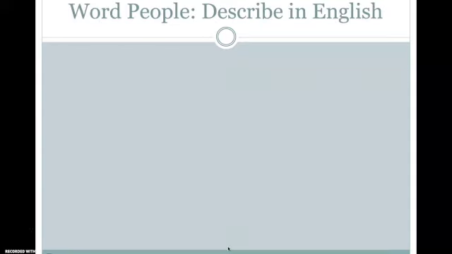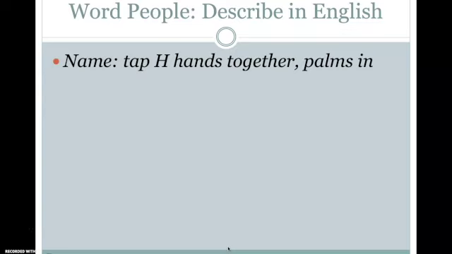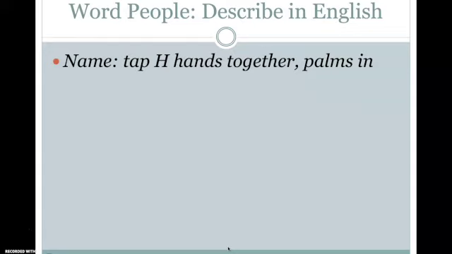If you are more of a word person, you might want to try explaining what the signs look like, like the sign name. And here's what it looks like. There. So if you want to just describe what that is, you tap your H hands together, palms in. And if you look at that, I still covered most of the parameters, right? Tapping is the movement, H is the hand shape. There's a little bit of location there, not a whole lot. Palms in, right? So I still covered a lot of that information. I just wrote it differently.